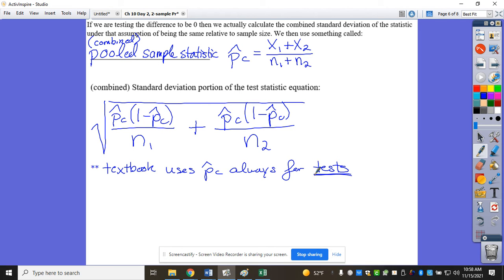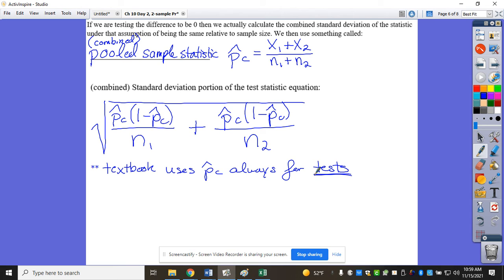So if we are dealing with a test, which means we have a claim and we have to say that the claim is true, we need something to put there. So anytime we are running a test, we're using p hat c in this portion of the equation. I think it makes more sense to think through why it makes sense, because they're the same and you're claiming they're the same.